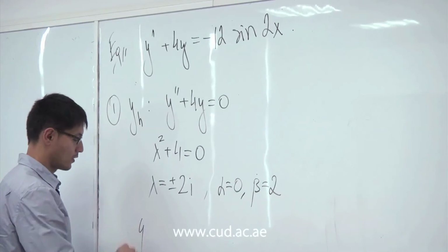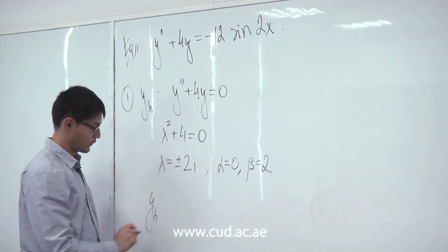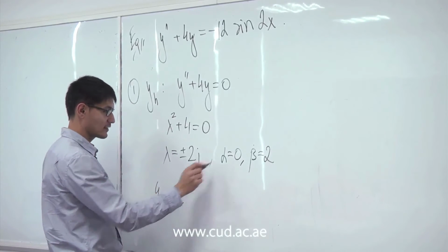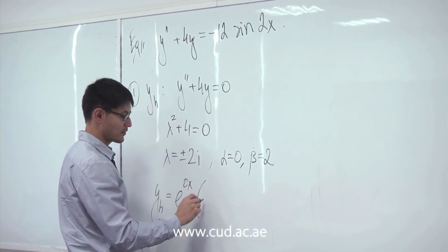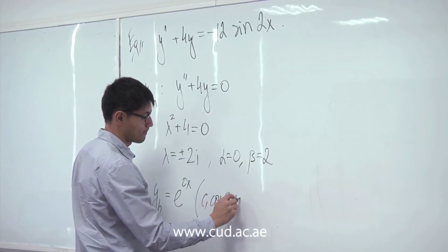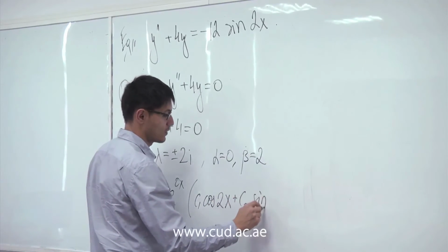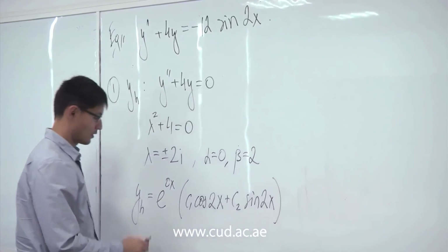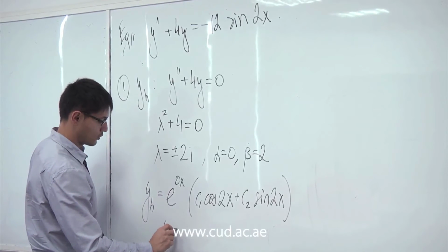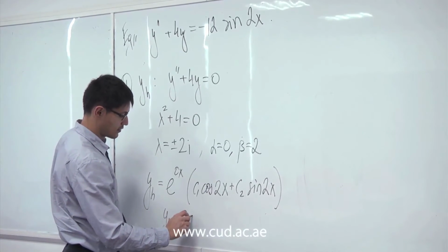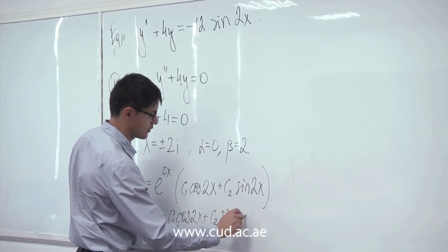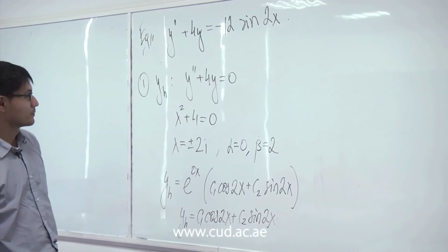So if you remember, this is case 3, and the solution is going to be e to the alpha x, alpha is 0, times c1 cosine beta x plus c2 sine beta x. Well, e to the power 0 is 1, so we don't have to write it, and we just get c1 cosine 2x plus c2 sine 2x. That's our homogeneous solution.